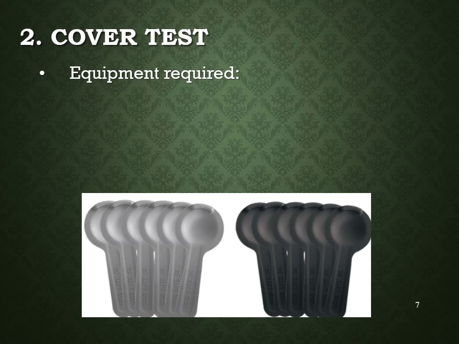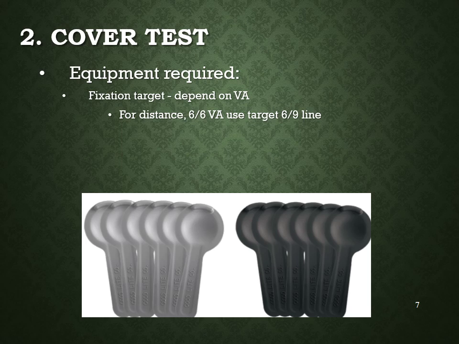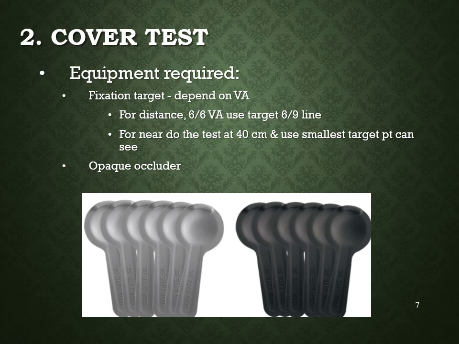What is the equipment required for the cover test? There are only two things required, which are the fixation target and the occluder. The fixation target depends on the visual acuity. For distance, if the patient's visual acuity is 6/6, then use a 6/9 target for the cover test for distance. And for near, do the test at 40 cm and use the smallest target the patient can see. This is an example of an opaque occluder that you can use for the cover test.